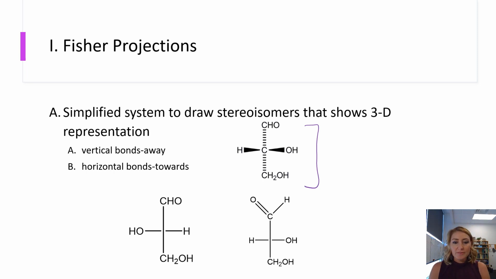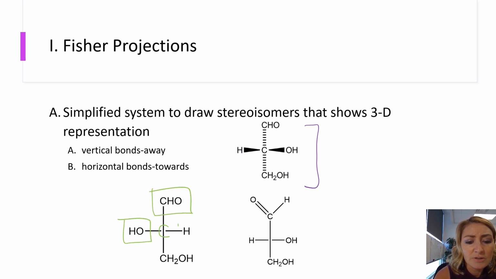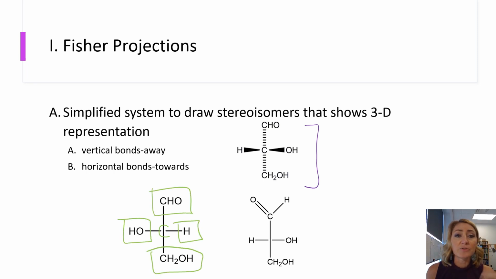So the way that we draw this, again, if you remember back to our talk on chirality, if we want to show a chiral center or a carbon that has 4 different groups on it, we show that at the intersection of 2 lines. So the carbon that would be right here, we know is chiral because it has 1, 2, 3, 4 different groups. So Fischer projections are a way to show chirality.